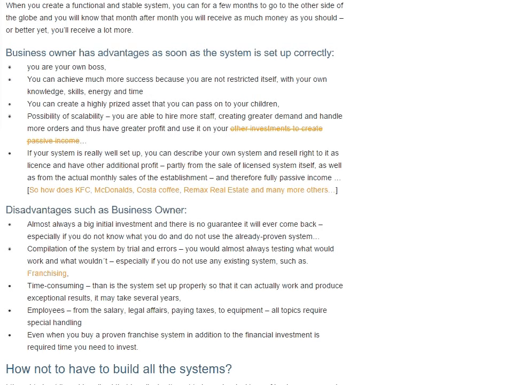Is the system set up properly so that it can actually work and produce exceptional results? It may take several years. Employees: from salary, legal affairs, paying taxes to equipment, all topics require special handling. Even when you buy a proven franchise system, in addition to the financial investment, there is time you need to invest.